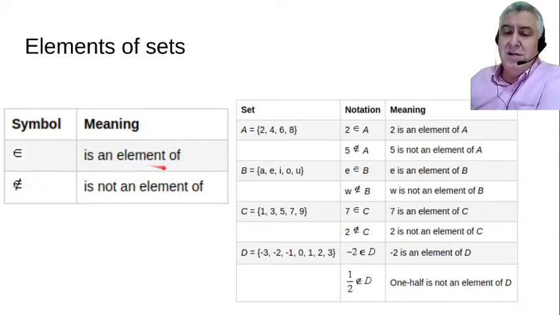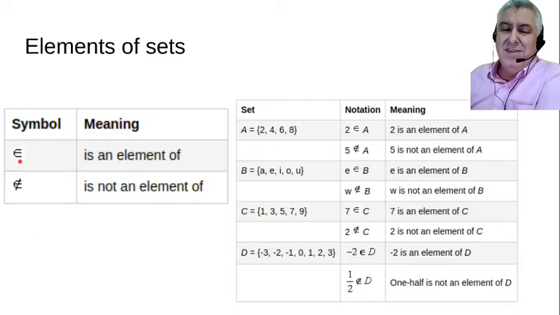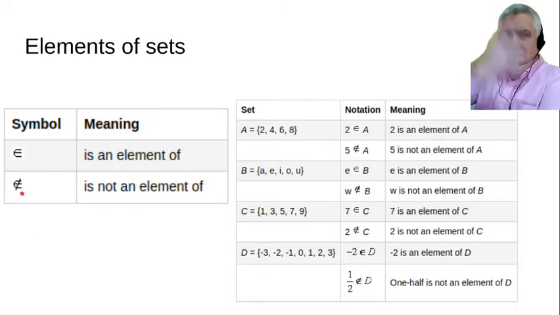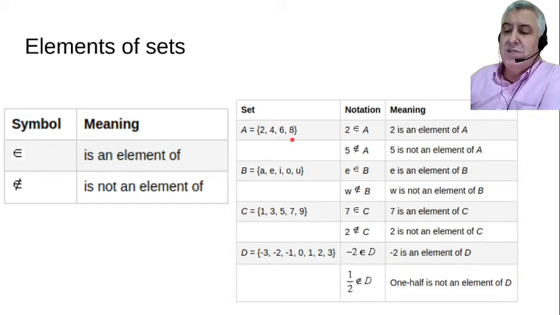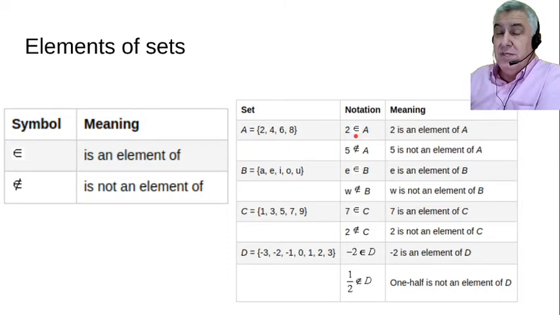So these are is an element of and is not an element of, and these are kind of similar to equals and not equals, in the way we just kind of like put a slash through them to mean not. So this one is read is not an element of. So you can see over here we've got A. The set A is the set 2, 4, 6, and 8. So I can say 2, this funny E-looking thing, A, which we read as 2 is an element of A.